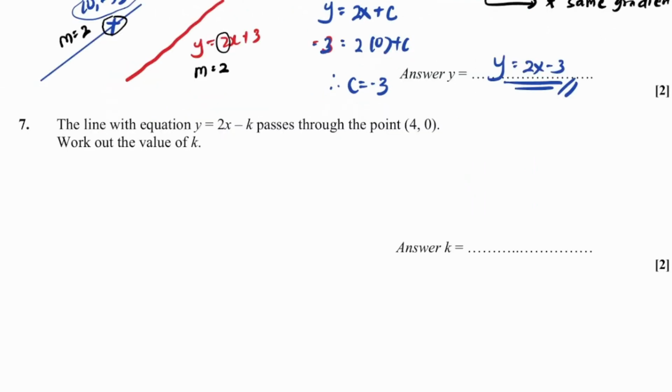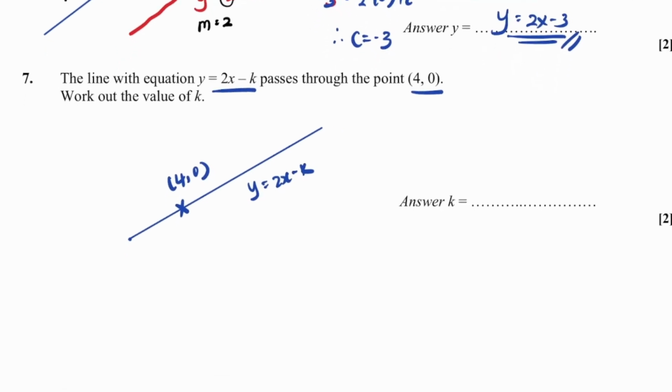The equation y equal to 2x minus k, this is the equation that they've given you, passes through the point 4, 0. So draw the line. Y is equal to 2x minus k, and then this is 4, 0. Work out the value of k.